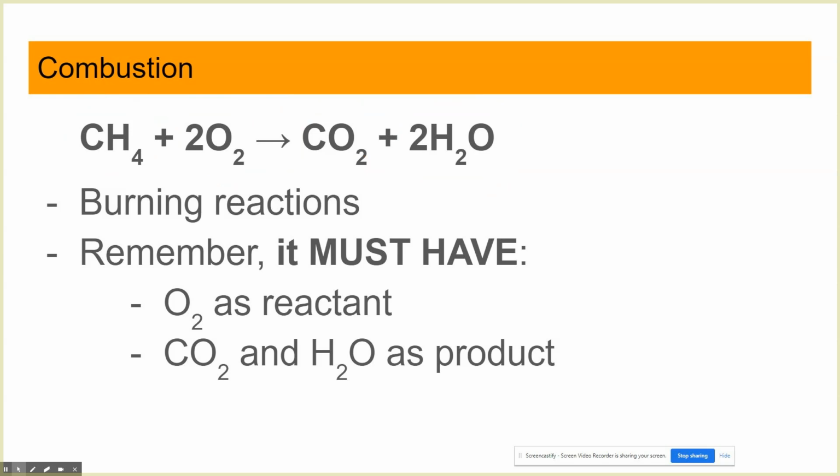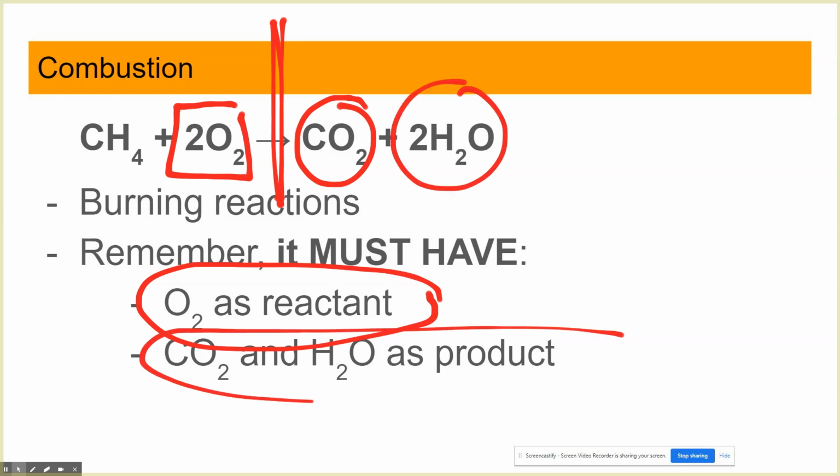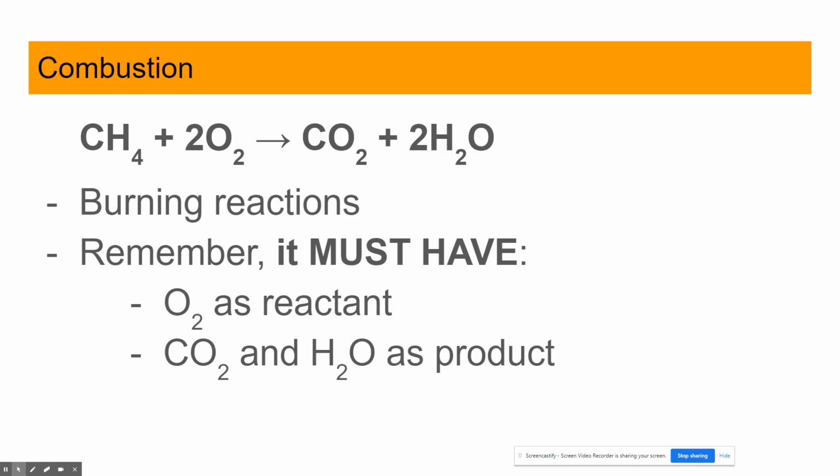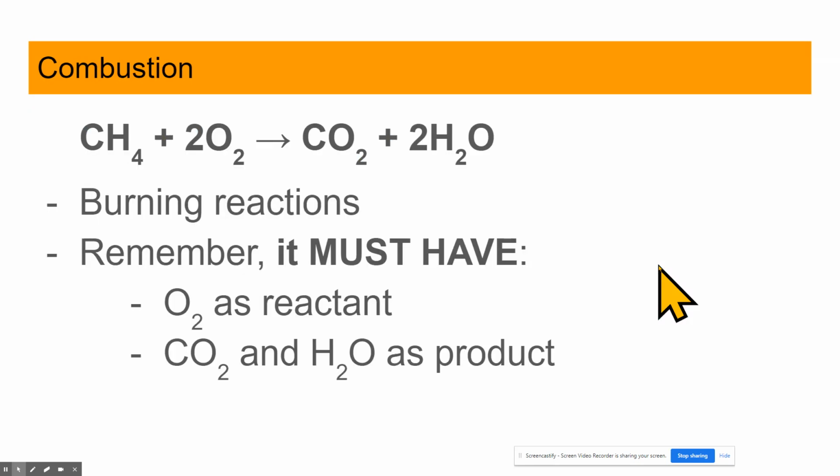So look at it very closely first. If you see O2 as one of the reactants, divided in half, and CO2 and H2O as your products, this chemical equation must be a combustion reaction right there. So don't forget, there's two conditions here. It must have O2 as a reactant, and it must have CO2 and H2O as products, all right?